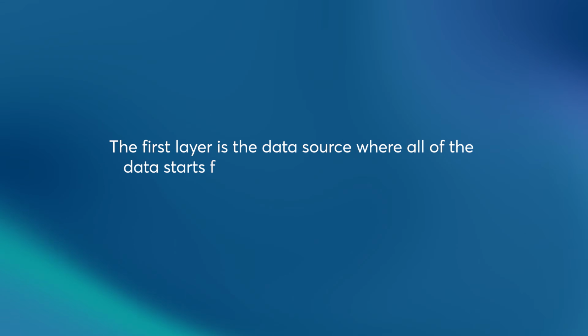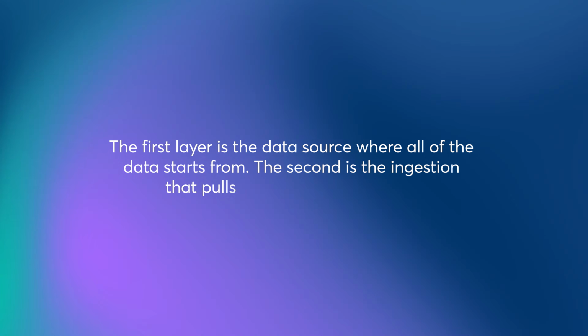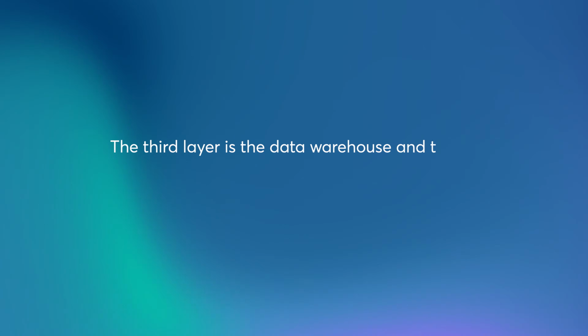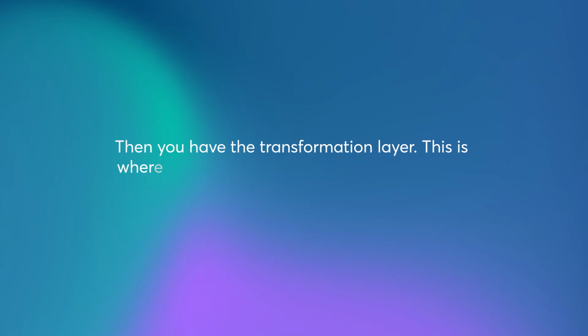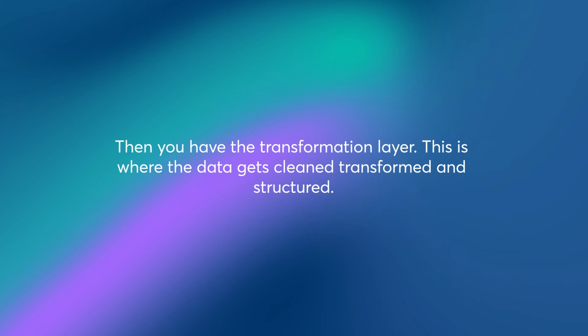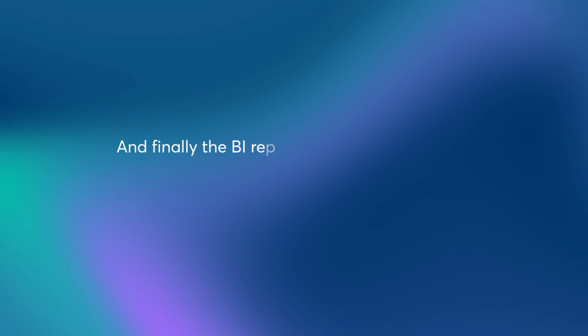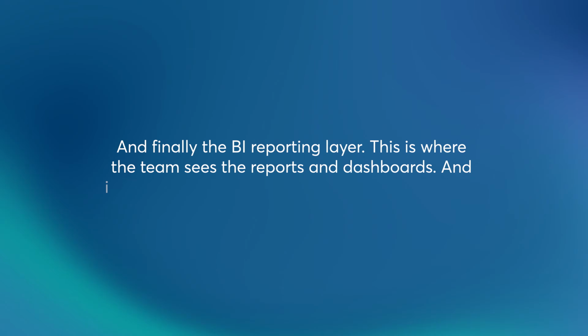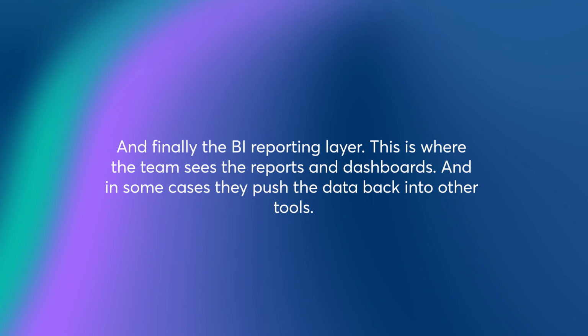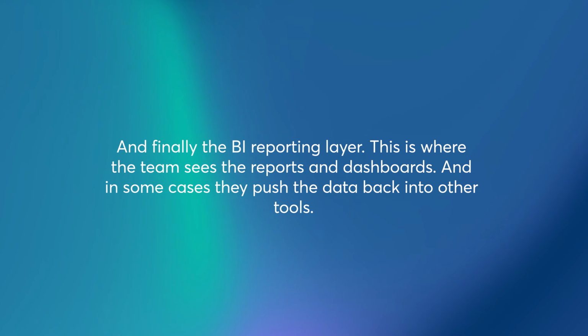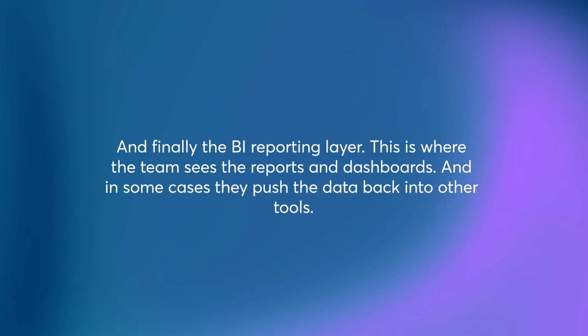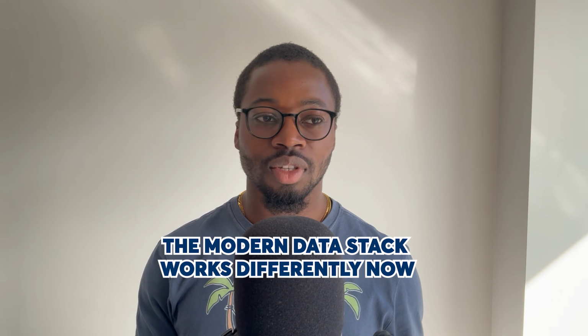The first layer is the data source where all of the data starts from. The second is the ingestion that pulls the data into one place. The third layer is the data warehouse, and this is where the data is stored. Then you have the transformation layer. This is where the data gets cleaned, transformed, and structured. And finally, the BI and reporting layer. This is where the team sees the reports and dashboards, and in some cases, they push the data back into other tools.